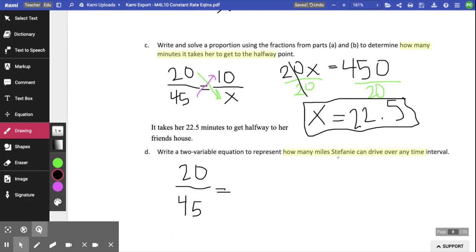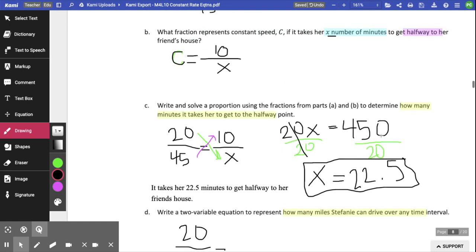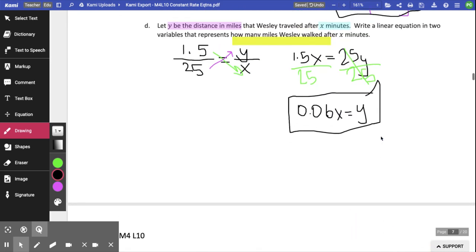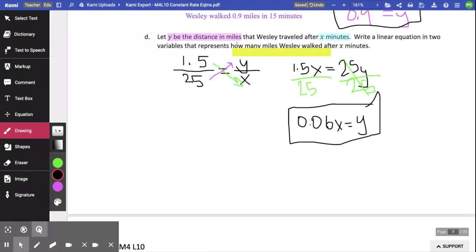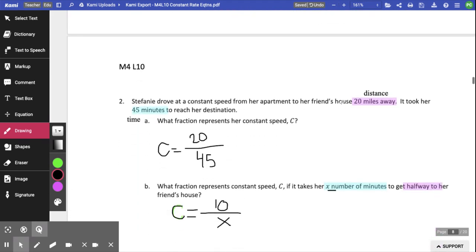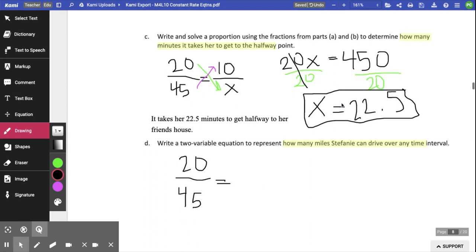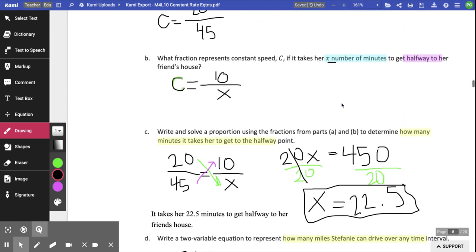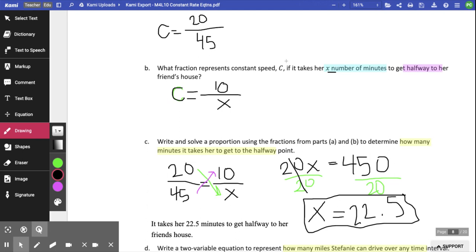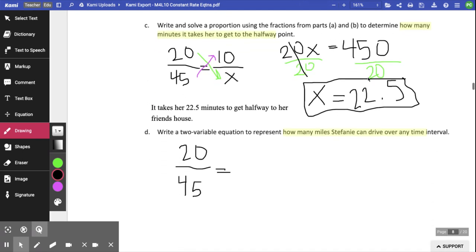How many miles can she drive over any amount of time? In number 1, part D, they told us to use y as the distance in miles and x as the minutes. They gave us the exact variables that they wanted us to use. In number 2, part D, they didn't tell us anything about any variables. But if we go to number 2, part B, they tell us that it takes her X number of minutes to get halfway to her friend's house. So I know that we've used the letter X in this problem to represent the time or the minutes.